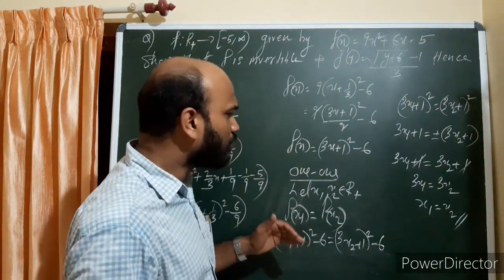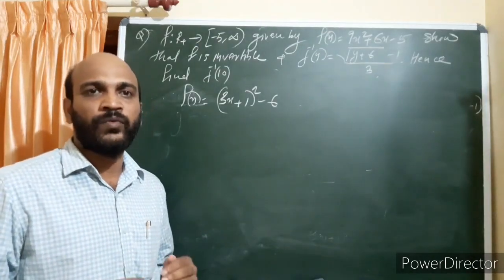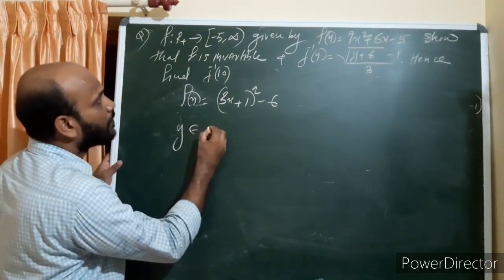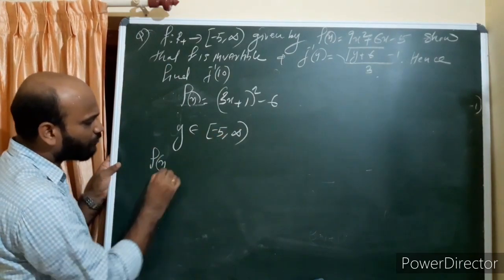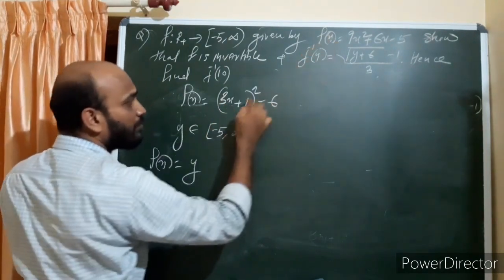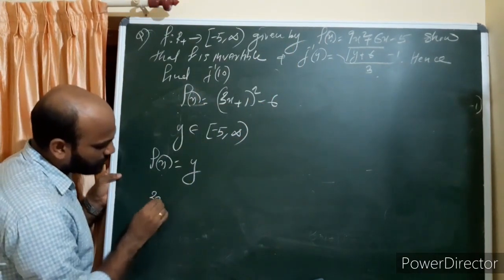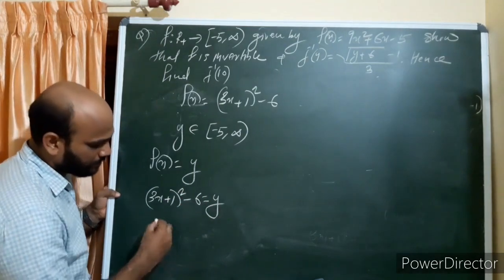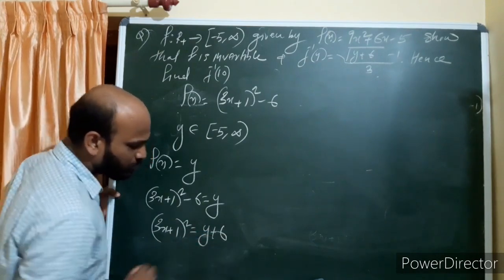For proving onto also we have to use the same function. Okay. Now we can prove onto. For proving onto also we have to take the same function. So let y belong to the range, that is minus 5 to infinity, such that f of x equal to y. For f of x you have to take this function. Instead of this one we will take this, because both are same and this one is simple. So 3x plus 1 whole square minus 6 is equal to y. So 3x plus 1 whole square is equal to y plus 6 you will get.